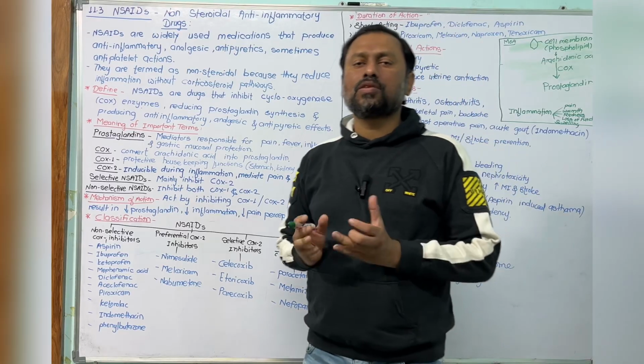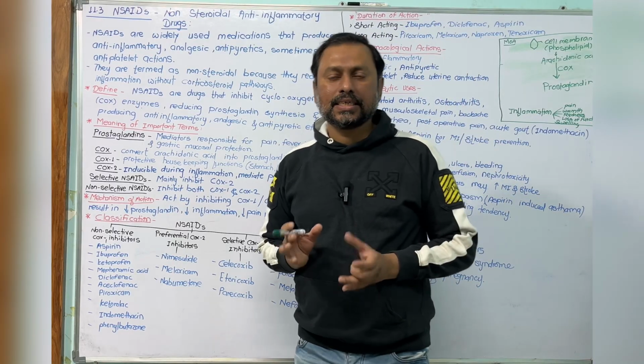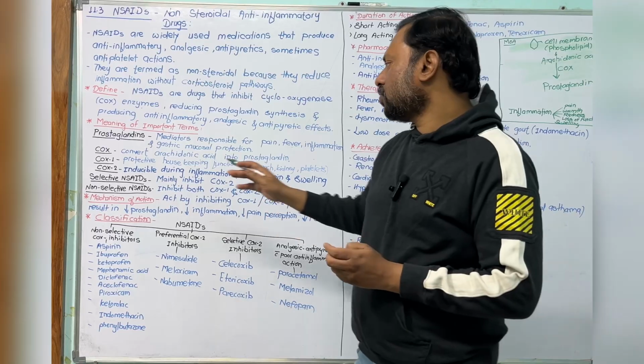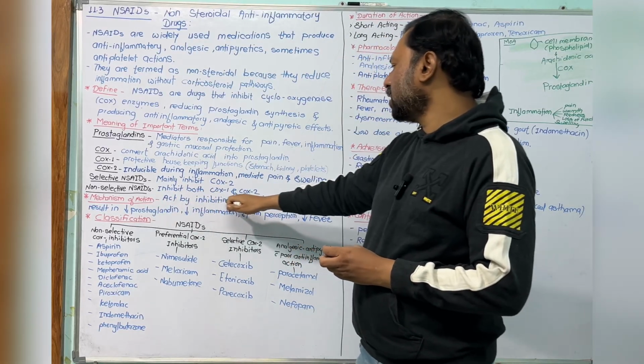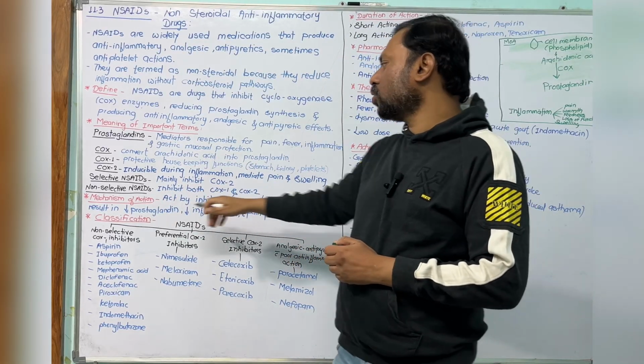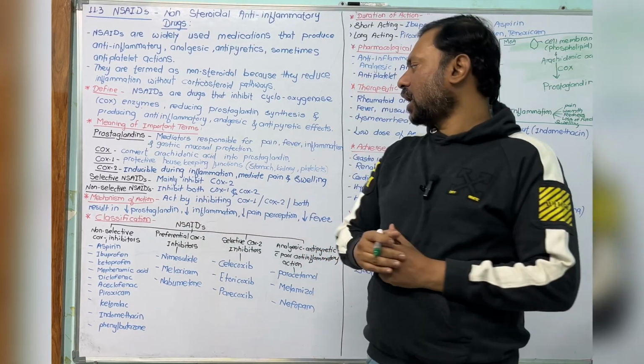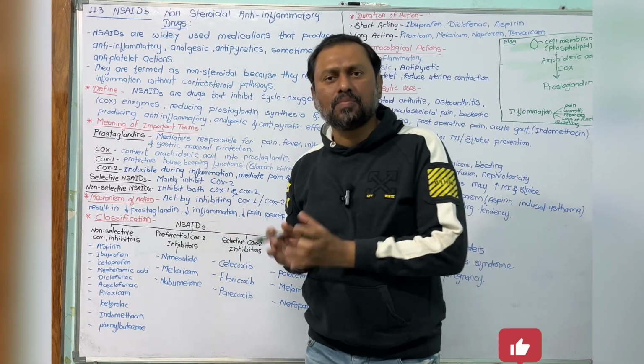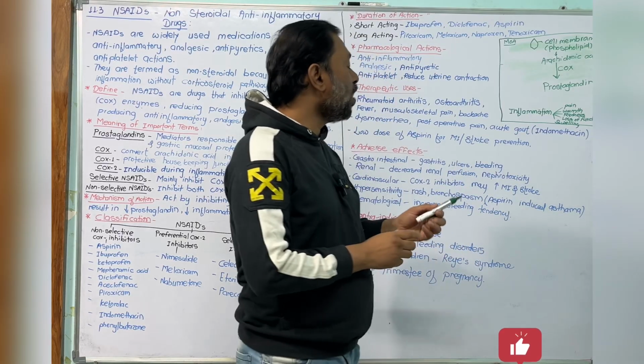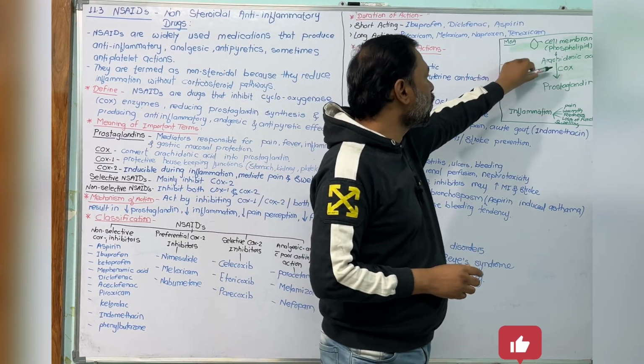Next is the mechanism of action. How do these NSAIDs act? First of all, they act by inhibiting both COX-1 and COX-2, which results in reduced prostaglandin, reducing inflammation, pain receptors and fever. It is a simple meaning. What it is doing is the COX-1.